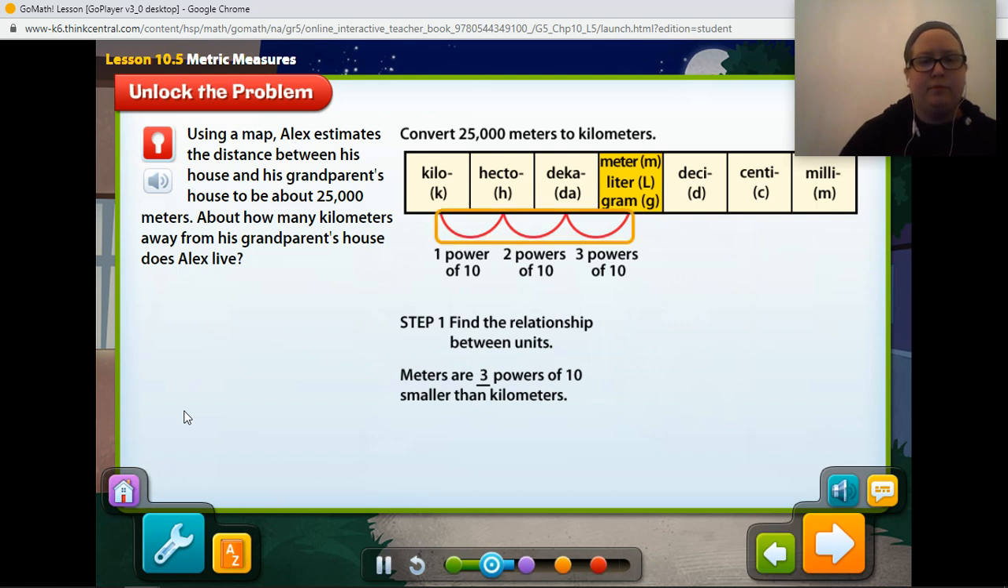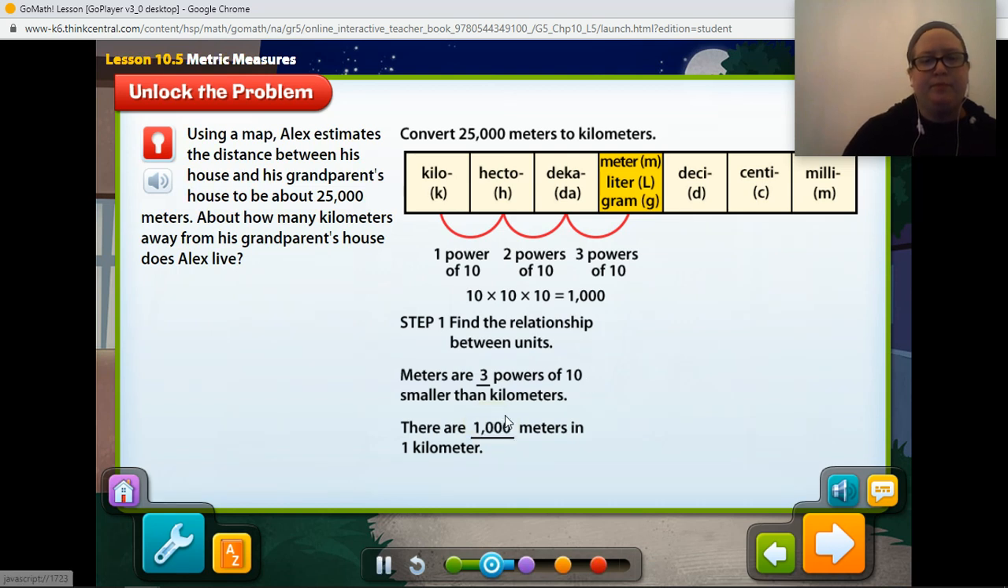To find out how many smaller units are in each of the larger unit, you can multiply by the powers of 10 between the two units. In this example, you're converting between units that are 3 powers of 10 apart. What is the third power of 10? 10 times 10 times 10 equals 1,000. If 3 powers of 10 are equal to 1,000, then how many meters are in 1 kilometer? There are 1,000 meters in 1 kilometer.